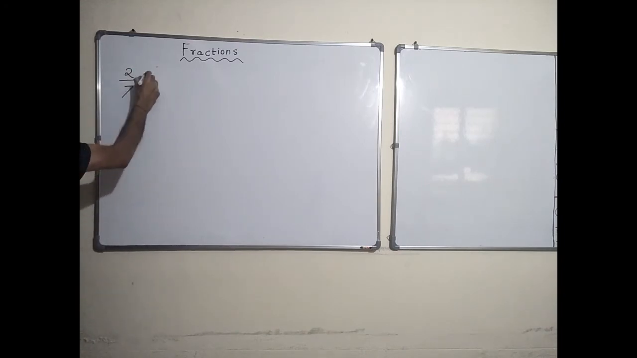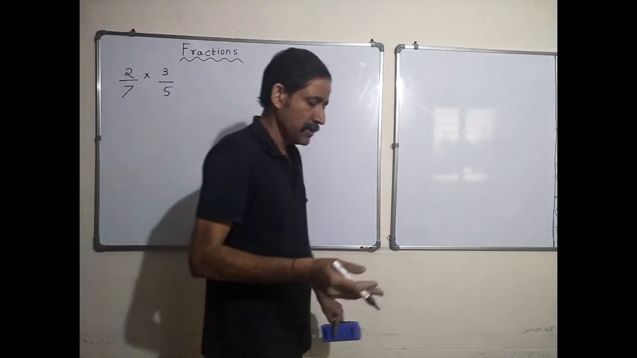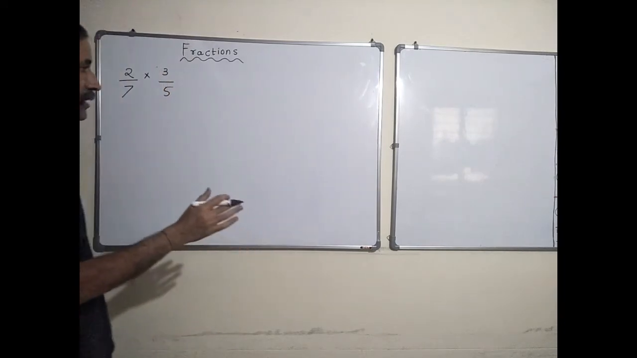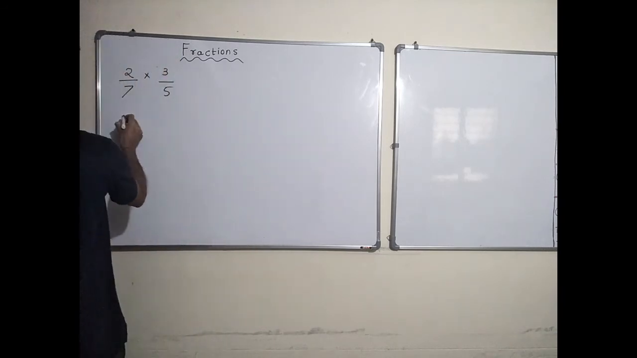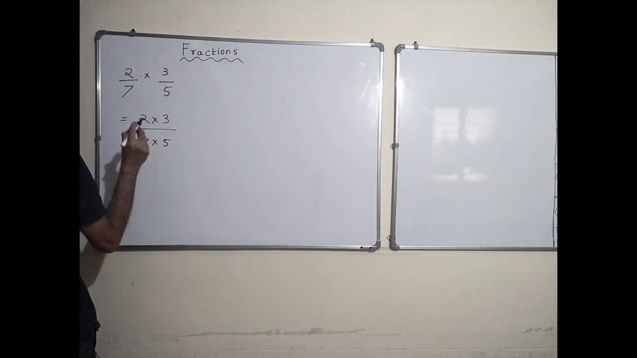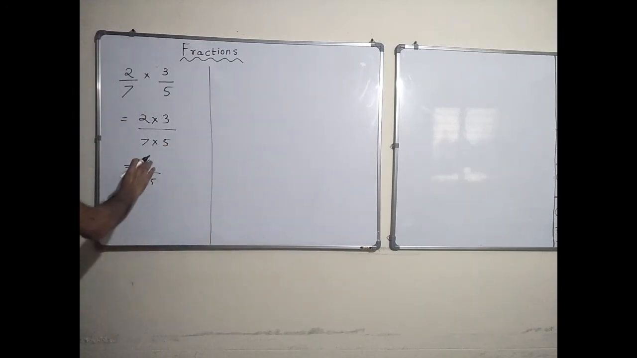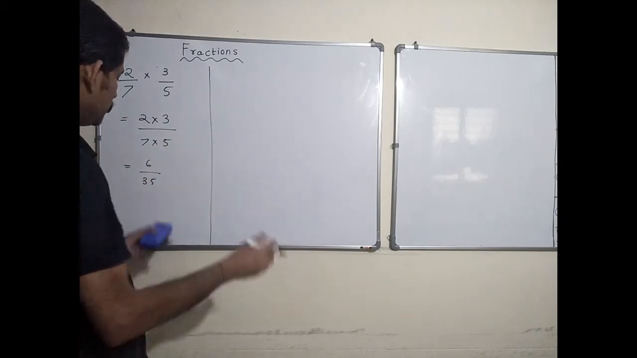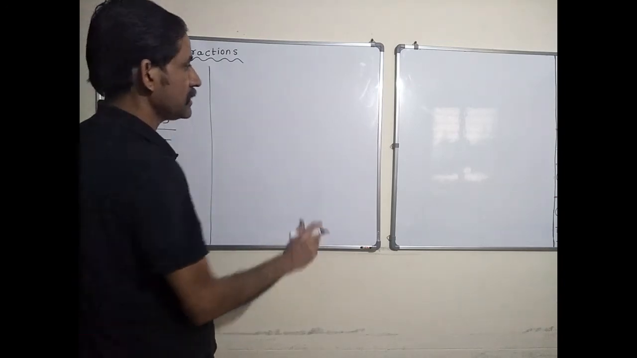2 by 7, let's say, into 3 by 5, right? Do we need to make the denominator the same in this case? The answer is no. In the case of multiplication and division, we need not worry about the denominator. We just multiply numerator with numerator, denominator with denominator. So this becomes 2 into 3, 7 into 5, so 6 by 35 is the answer. If there is anything common that can be removed from both, you can do it, but ensure that it still remains the equivalent fraction, which it would if you have done it correctly.